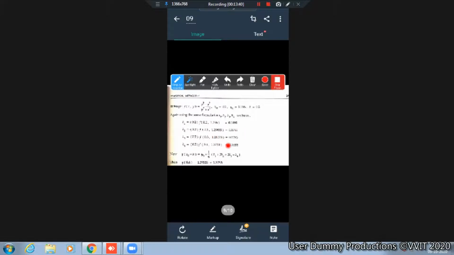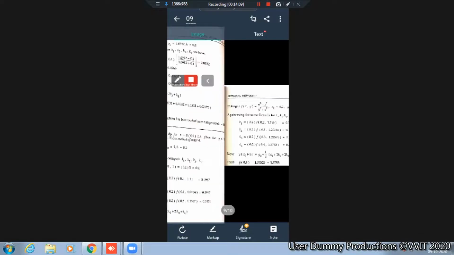Similarly, k3 also you do the same way. x naught plus h by 2, 0.3, and y naught plus k2 by 2. So you'll get 1.28575. So when you plug in these two values in this function, that is y square minus x square by y square plus x square, you are going to get k3. K3 is 0.1793. Understood?